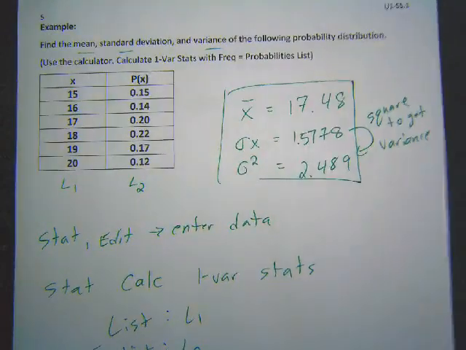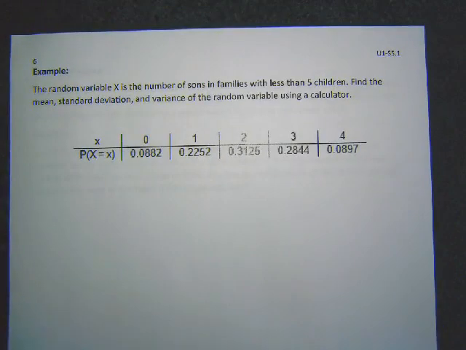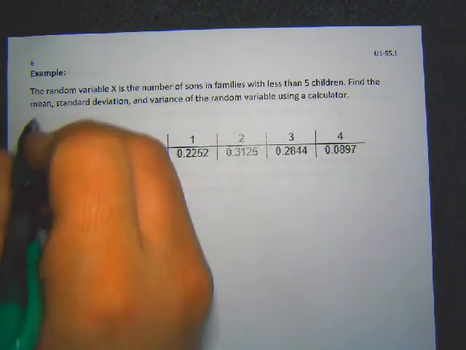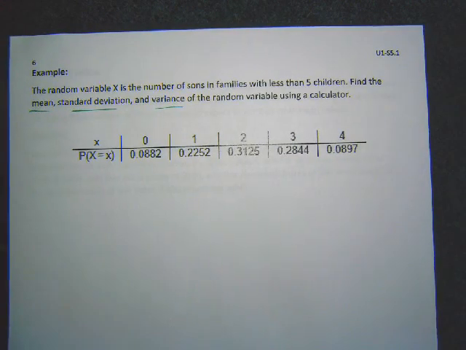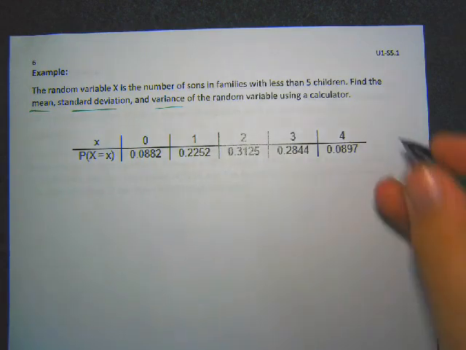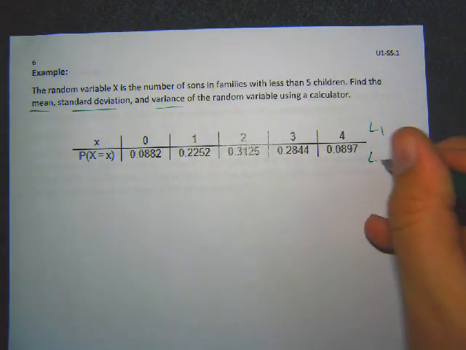Okay, let's do one more set. Same thing here. Again, they want us to find the mean, the standard deviation, and the variance. So again, we're just going to put this data into our calculator and let the calculator do it for us. We'll make the top set of data list 1, and the bottom set of data list 2.